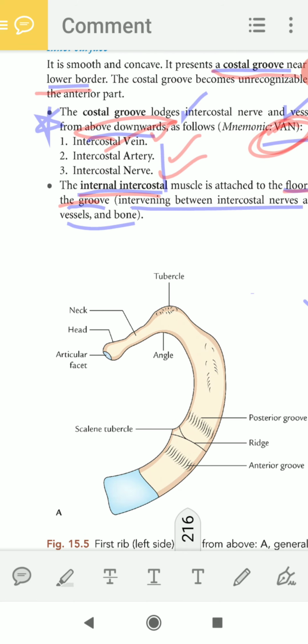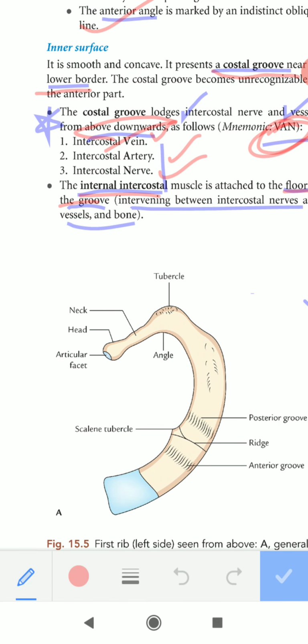So look at it, this is the picture of a typical rib. Atypical rib, there is the first rib. You can see this is flattened from above downwards, and it has no costal groove.